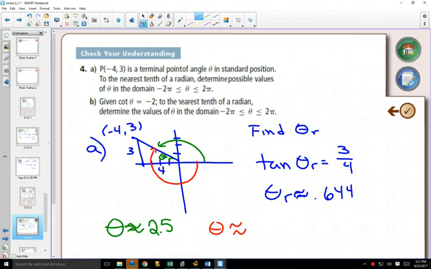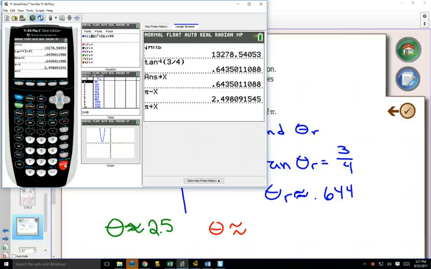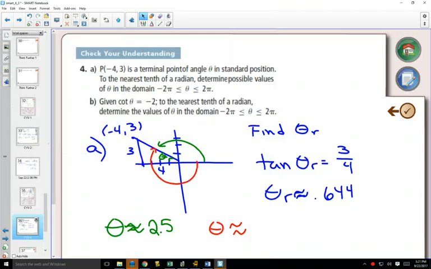Now we do that same process in radians. Halfway around is going to be pi plus your reference angle. So if I go to my calculator and go pi plus x, 3.8, I would know that that negative angle is negative 3.8. And now we've found all the answers between negative 2 pi and 2 pi.